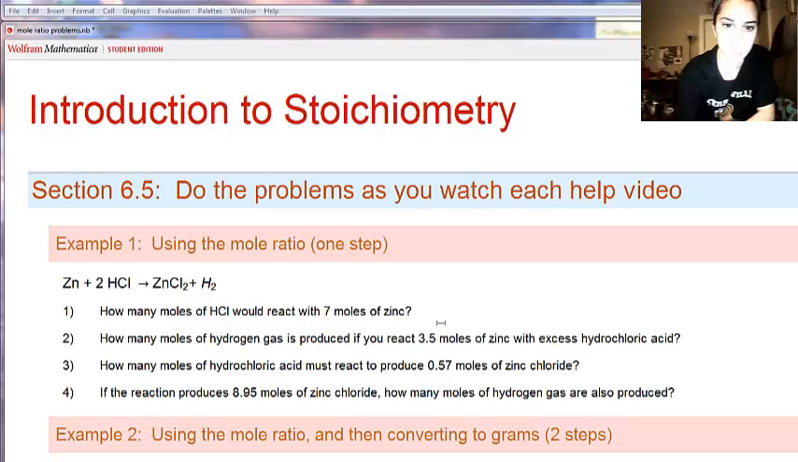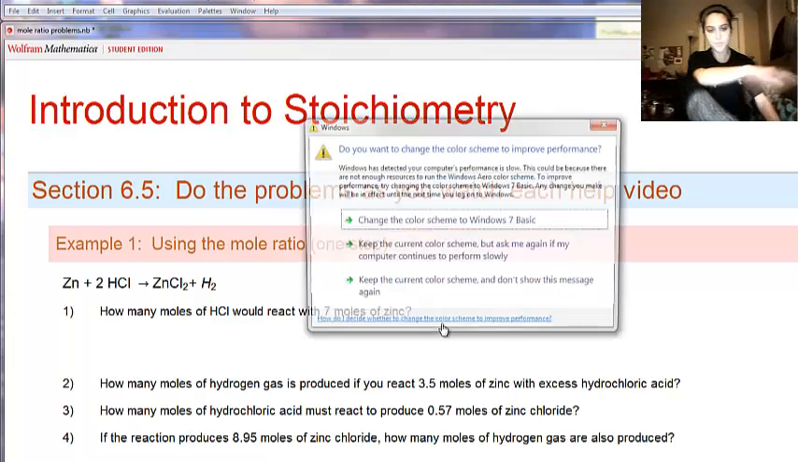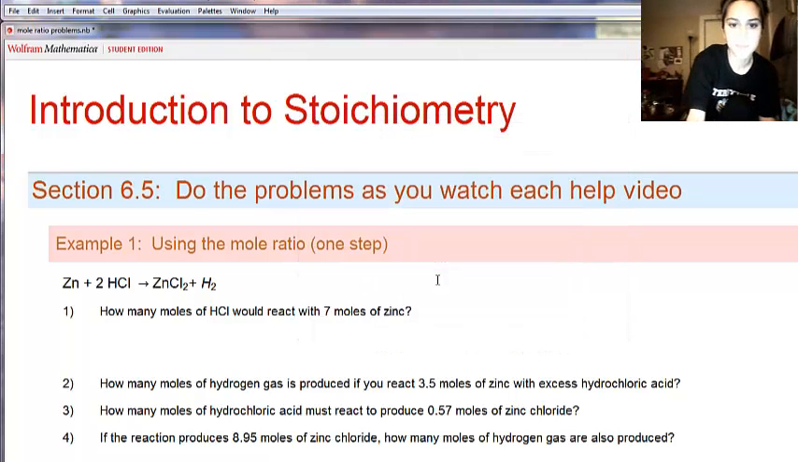So, just as a refresher, the coefficients in a balanced equation tell us the mole ratio of each reactant and each product. So if we look here, we have 1 zinc, 2 hydrochloric acids, 1 zinc chloride, and 1 hydrogen gas. So let's go back to our question. It says how many moles of hydrochloric acid would react with 7 moles of zinc?